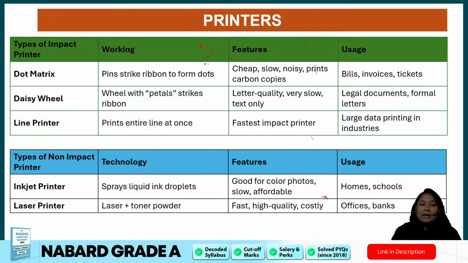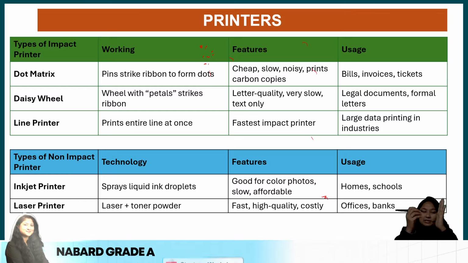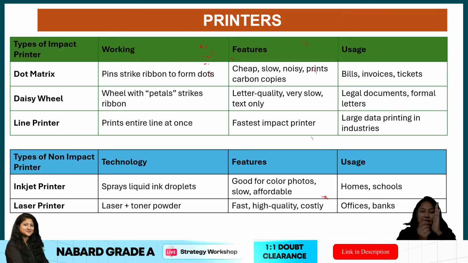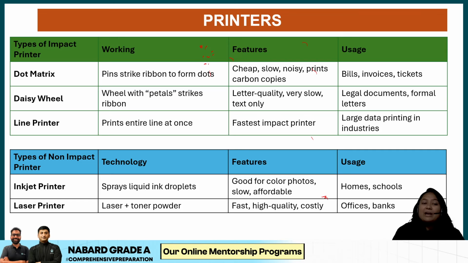Okay, so here what happened, the paper, the pen, and it strikes the ribbon. It is basically used for bills and invoices. Then we have the daisy wheel.